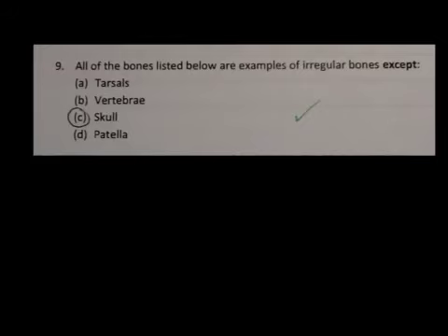Question 9 was the multiple choice question that caught the most people out. A lot of people put patella as their answer or tarsals as their answer. So the actual answer is skull. Skull is the only bone on the list that is not an irregular bone. The skull is actually a flat bone, so it's got a big surface area for attachment of muscles. The other 3 on the list are irregular bones.